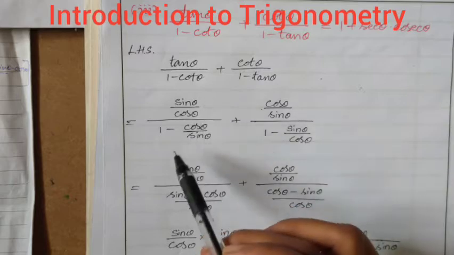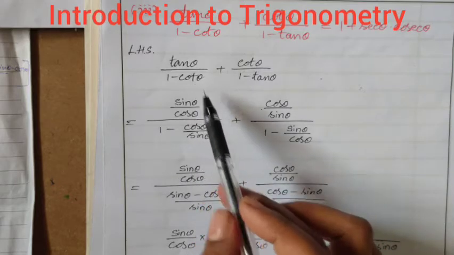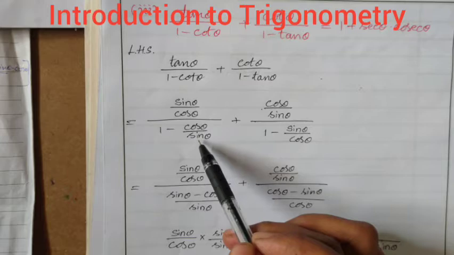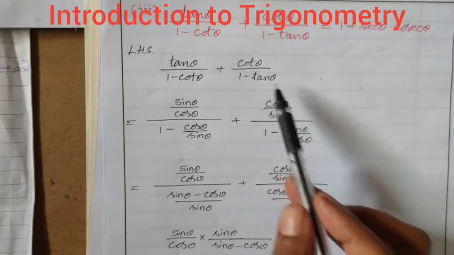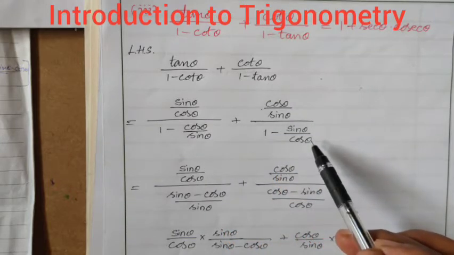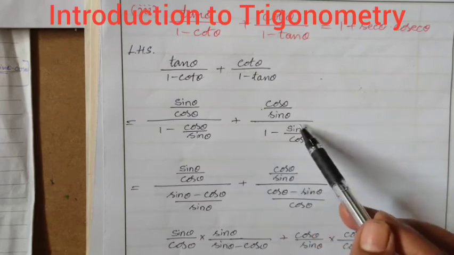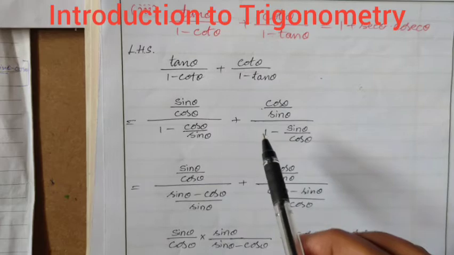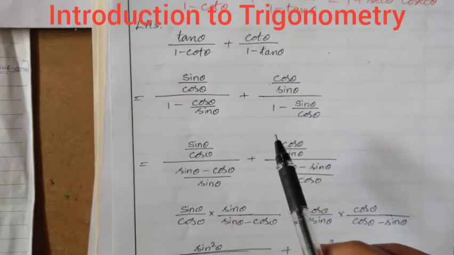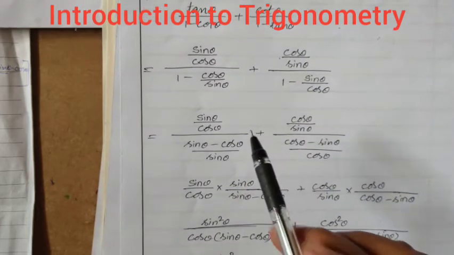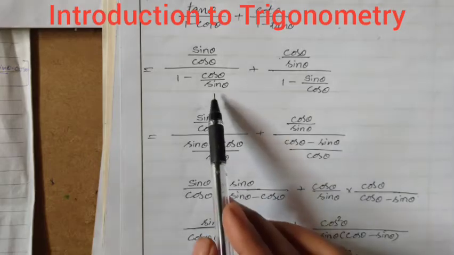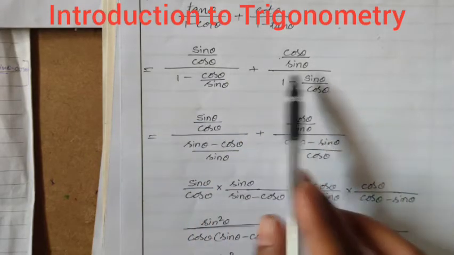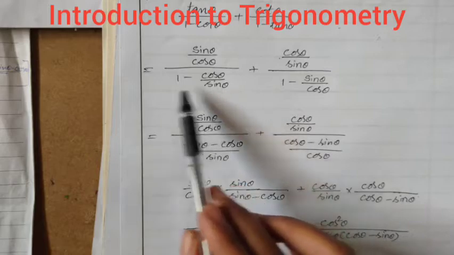Here only I change those values. Again in the denominator also I change the cot value, that is cos by sin, and here the tan value, that is sin by cos. This is the first step. So I will change only the tan and cot values. Okay. What is the second step? You can observe the second step. In the denominator, I don't change any numerator term, I only change the denominator.